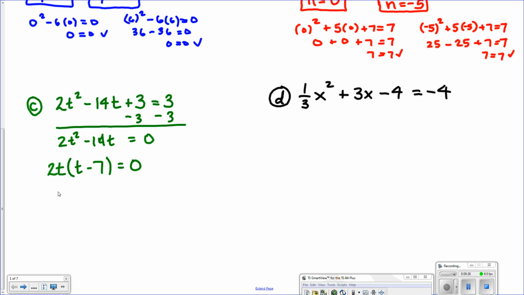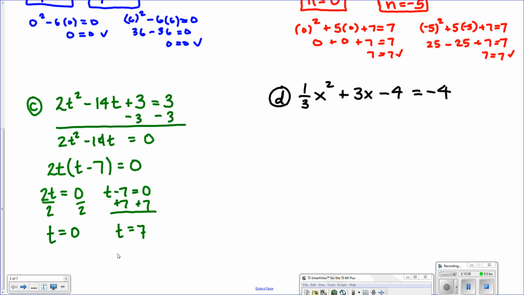Now we can use our zero product property again. Let's set each factor equal to 0. So 2t equals 0. And then t minus 7 equals 0. Well, for this one, it's just like saying here, 2 times what number is 0, or you can undo it by dividing by 2 on each side. Either way, you still end up with t equals 0. And then I'm going to add 7 to each side, and I get that t equals 7. So the two answers I'm looking at here are t equals 0 and t equals 7.